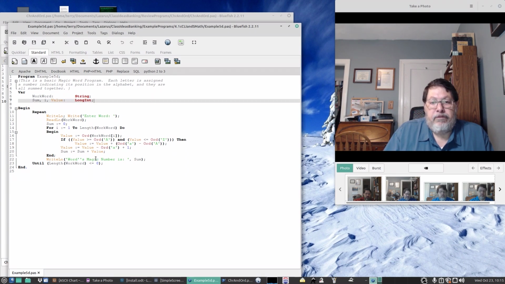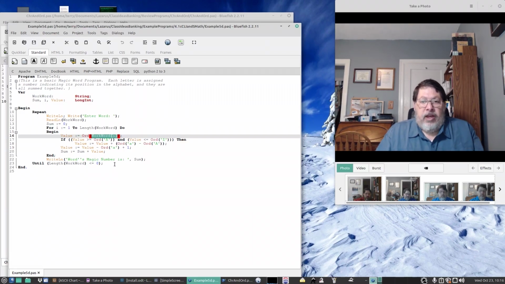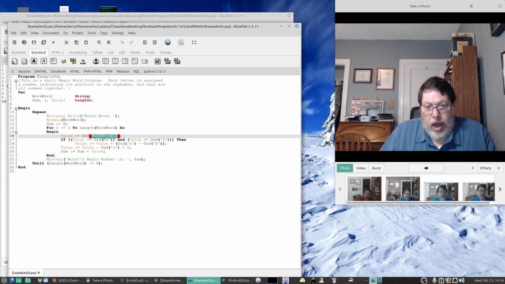And that's what I'm doing here. You put the index value, the integer, which I have named I, into square brackets after the name of the string or the name of the array. And that should allow us to print out individual characters. And by taking the ORD of it, we're getting a number value.